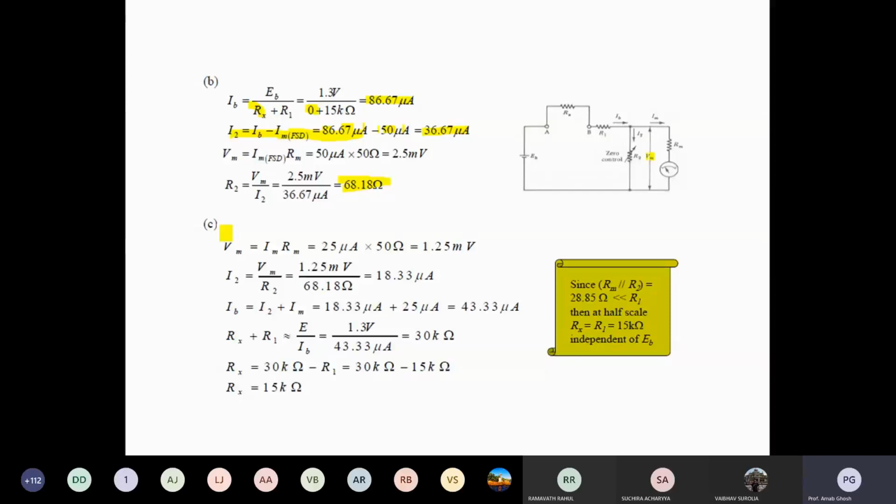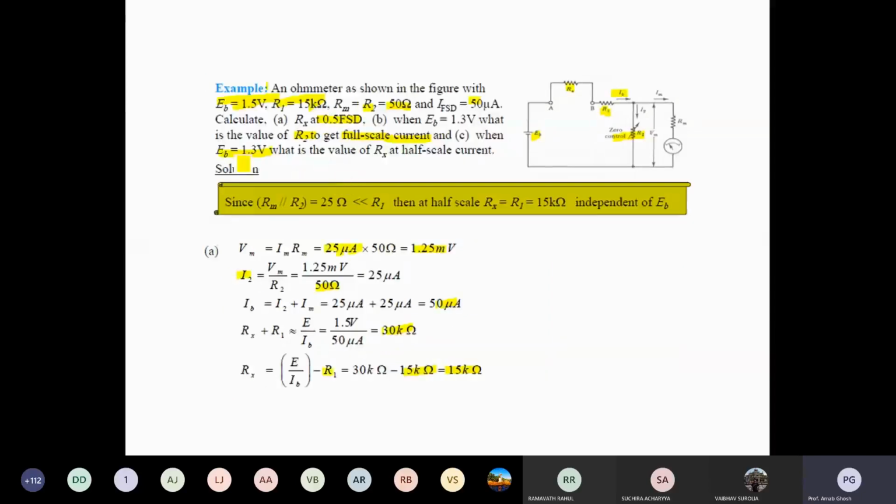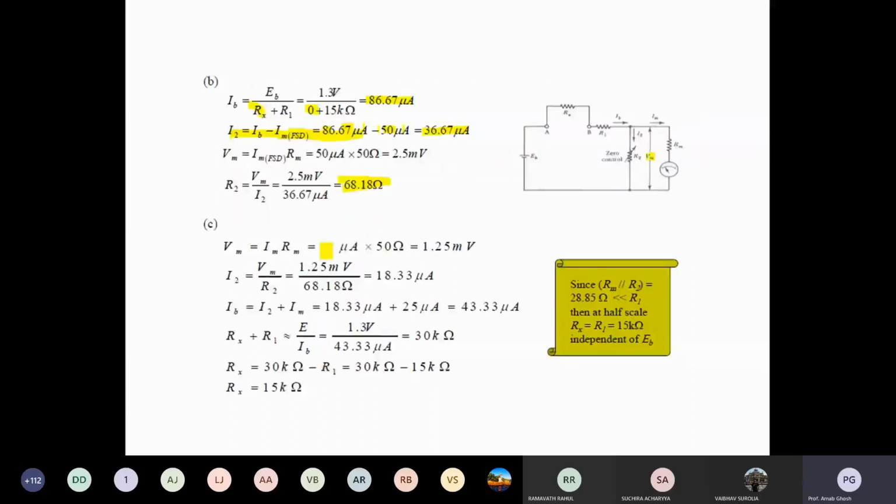And question number C, the third question. What is the condition? When EB equals 1.3 volt, find the Rx at half scale current. So definitely half scale current Im equals 25, since normally the value of Im is 50 microampere. Now it is half scale, 25 microampere, and Rm is 50 ohm, so it is 1.25 millivolt. I2 equals Vm by R2, so 1.25 divided by 68.18, where R2 comes from the second condition. So it is coming 18.33 microampere.